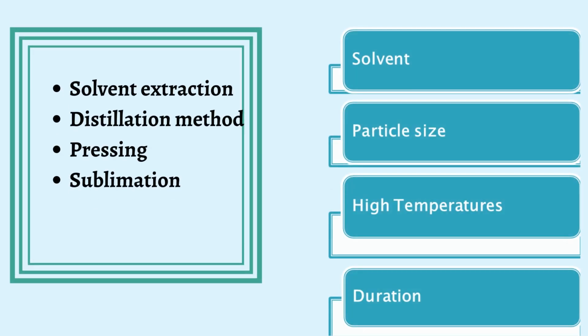Extraction methods include solvent extraction, distillation method, pressing, and sublimation according to the extraction principle. Among these methods, solvent extraction is the most widely used method. So, four important points have to be taken into account while choosing the extraction method. The first one is the selection of the solvent, which is very crucial for the solvent extraction method.